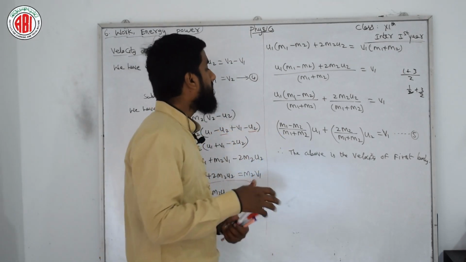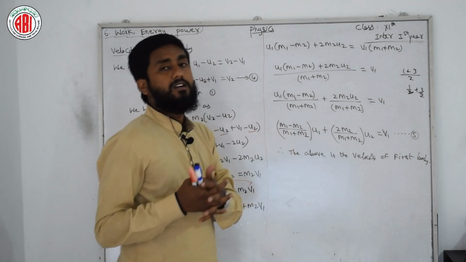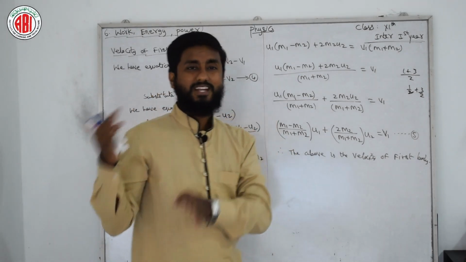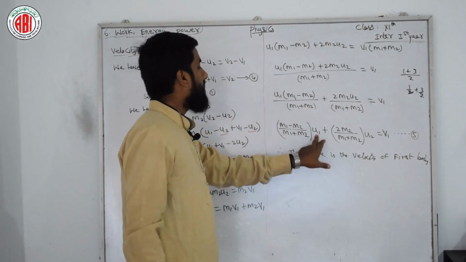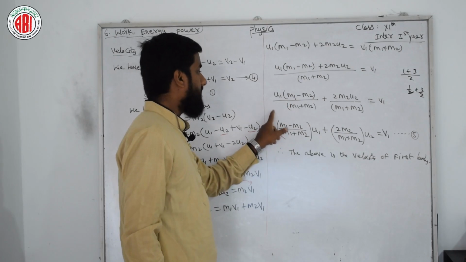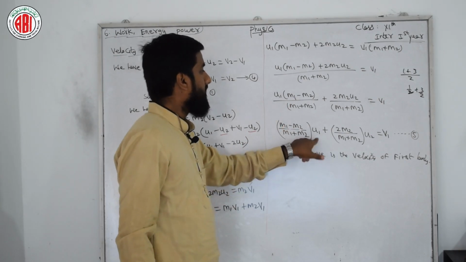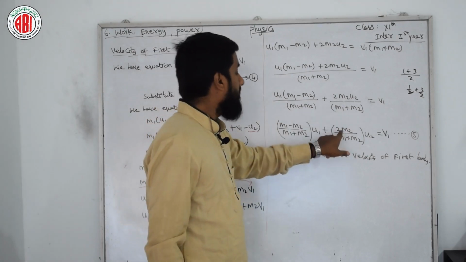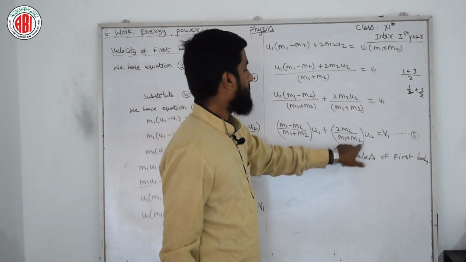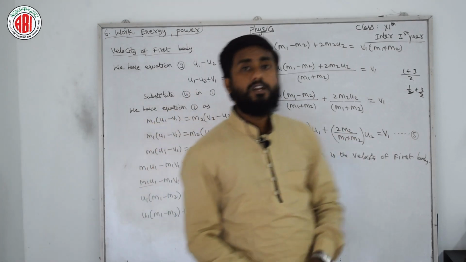But when we are deriving the velocity of the first body in one dimensional elastic collision, we need to set one pattern as per the tradition from the scientists. So I kept u1 outside here, and u2 outside. It is written like that: (m1 minus m2) by (m1 plus m2) into u1 plus 2 m2 by (m1 plus m2) into u2 is equal to v1. This is equation number 5. The above is the velocity of the first body.